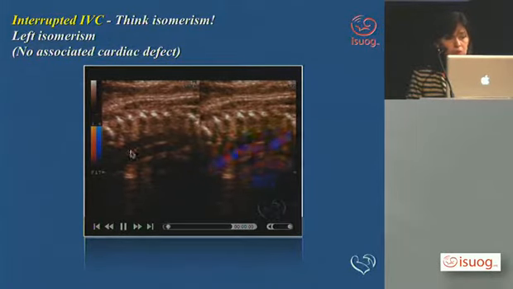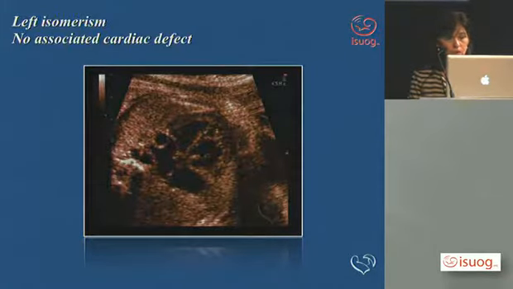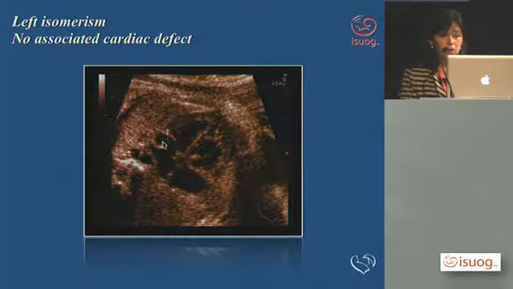In this particular case, there was no associated defect. And I think it's the next clip. So that azygos vein, you see a dilated coronary sinus.